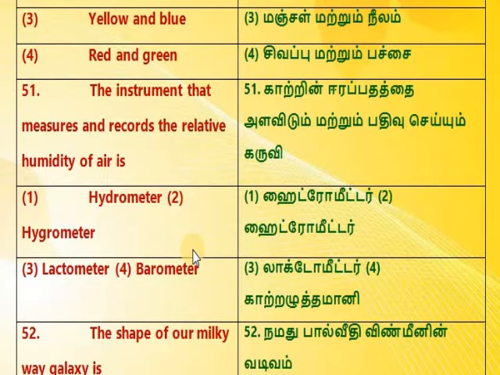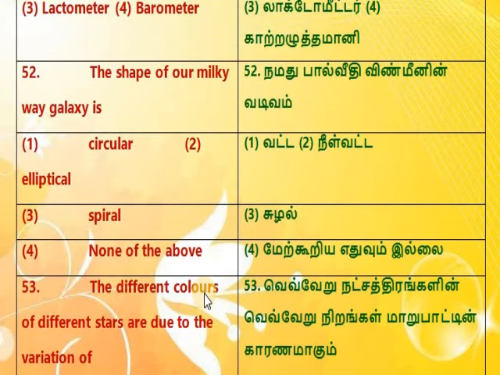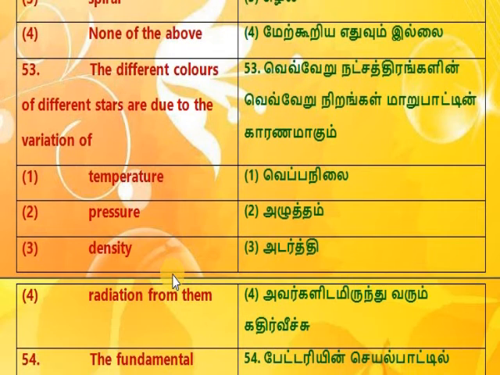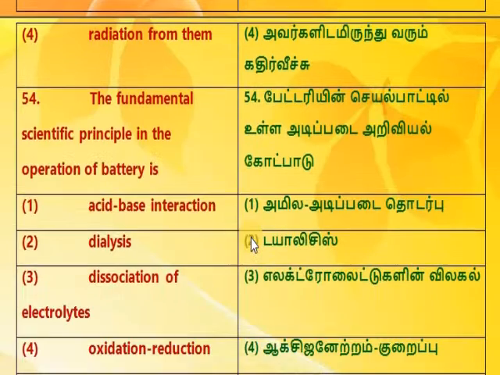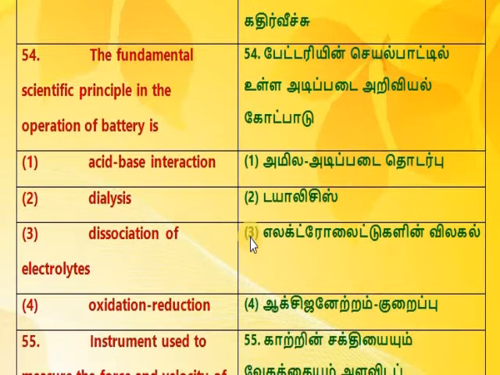1. Hydrometer, 2. Hygrometer, 3. Lactometer, 4. Barometer. 52. The shape of our Milky Way galaxy is: 1. Circular, 2. Elliptical, 3. Spiral, 4. None of the above. 53. The different colors of different stars are due to the variation of: 1. Temperature, 2. Pressure, 3. Density, 4. Radiation from them.